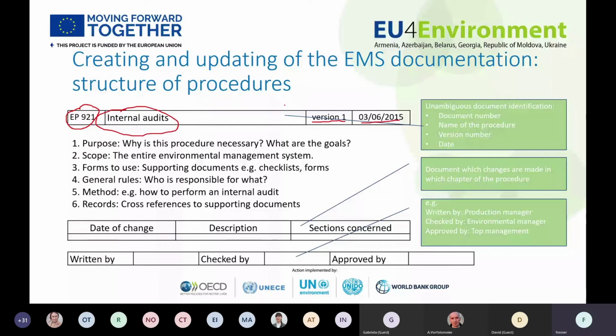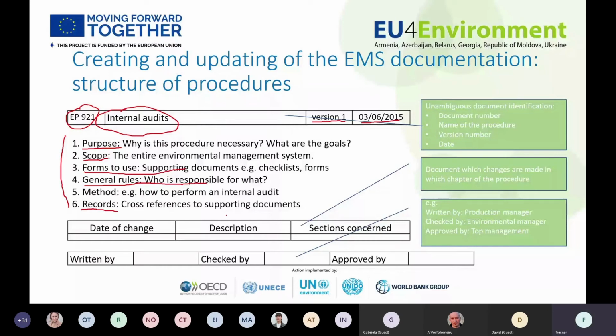Then there is usually the structure of showing what is the purpose of this procedure, of this instruction, or of this manual. What is this? Is the document applicable for the whole company, or just a process, or just an area? Which forms support the document? What are the rules? Which means who does what when, whether there is a reference to a method, and which records are kept.